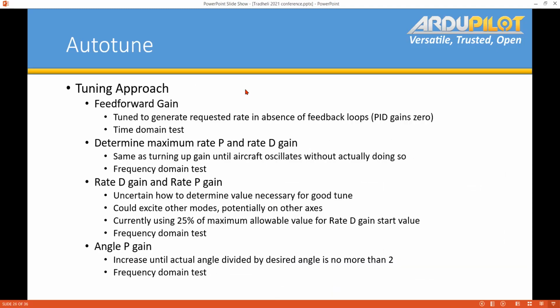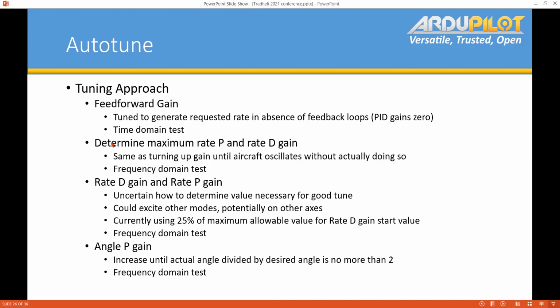So the tuning approach here is that you want to identify your feed forward gain, and I'll show you in a few minutes what we do to do that. You're basically going to use a time domain test, where you put in a rate request and then see what the output is. We can do it with the PID gains on, but effectively what you're really trying to do is determine what that feed forward gain should be to get the actual response to match the desired response.